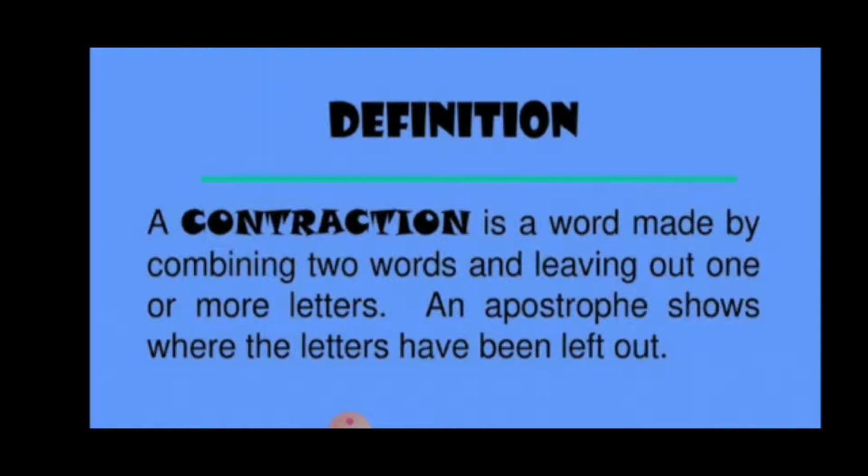An apostrophe shows where the letters have been left out. So contraction is the short form. When we combine two words, then we leave out one or more letters. And in place of that, we put an apostrophe that shows where the letters have been left out. So that is called contraction.